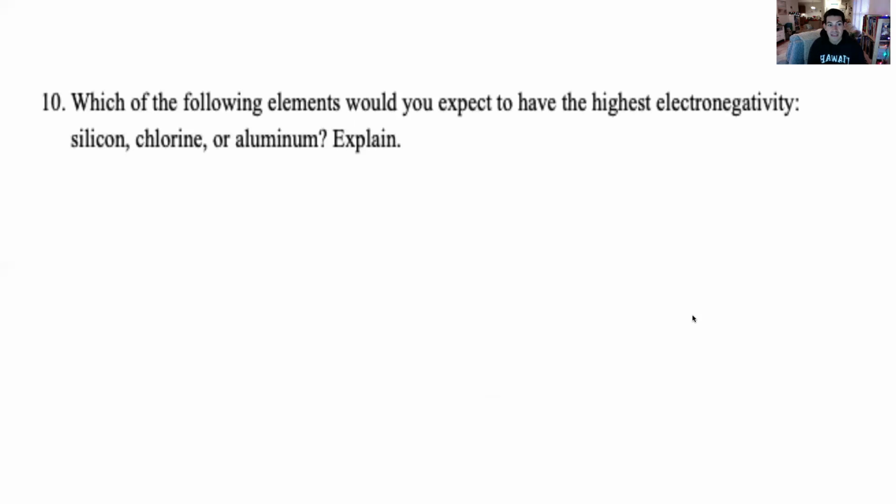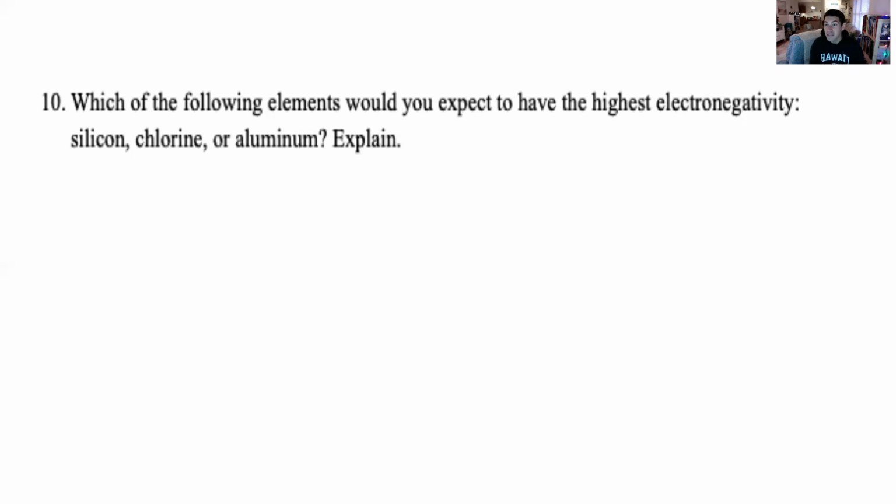All right, and question 10. Which of the following elements would you expect to have the highest electronegativity? Silicon, chlorine, or aluminum? Explain. Silicon is Si, chlorine is Cl, and aluminum is Al. All three of these elements are in period 3. They are in the same period. The period trend for electronegativity is to increase from left to right. Which would I expect to have the highest electronegativity? The element furthest to the right, which is going to be chlorine.